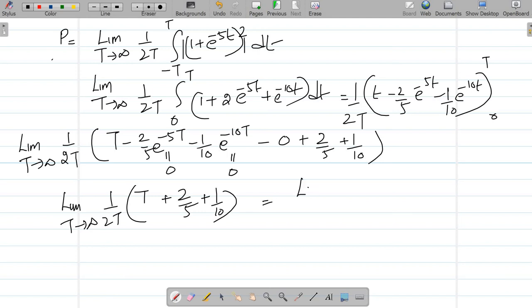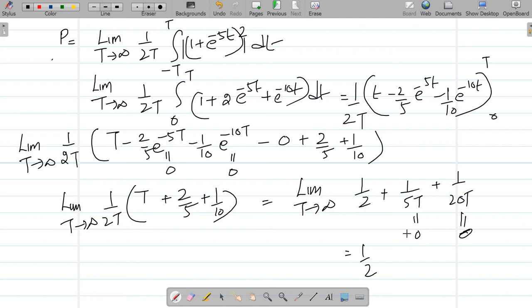So this will be limit t tending to infinity of 1 by 2 plus 1 by 5 times t plus 1 by 20 times t. If I apply the limits, these two terms will again become 0. And so finally I'll be having a quantity which is half. So it is a power signal. So this signal is a power signal.